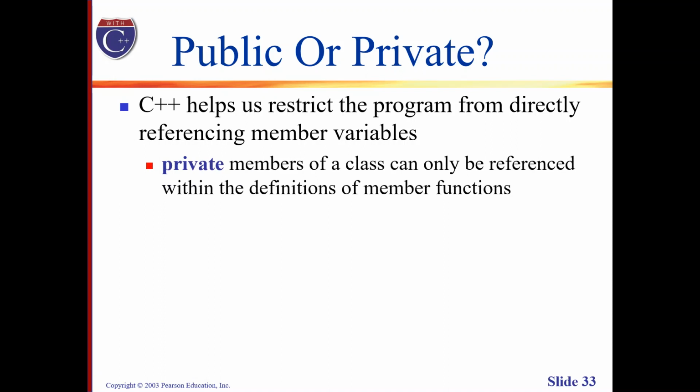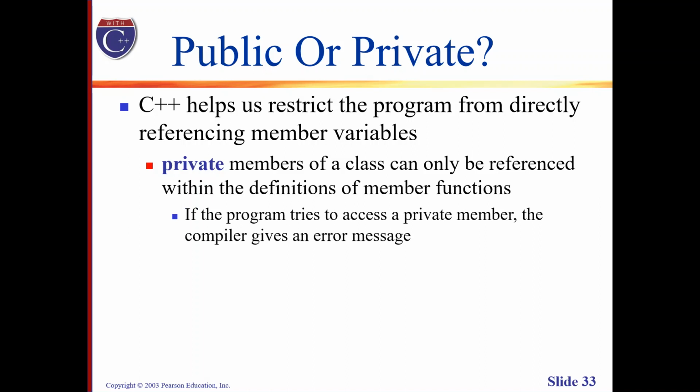Private members of a class can only be referenced within the definitions of member functions. So that's a better way of restricting access to our member variables, which means member variables are not intended to be public. Which means if we need to access our member variables, we need to write specific functions to do so. Therefore, member variables are recommended to be declared private. If the program tries to access a private member, the compiler gives an error message, as we have seen a while ago.